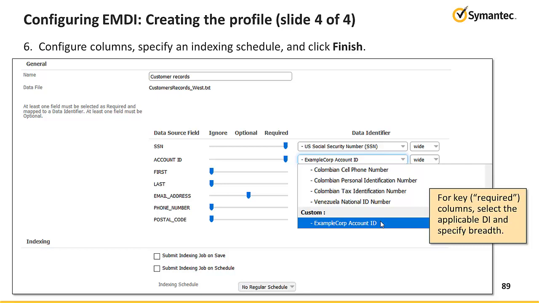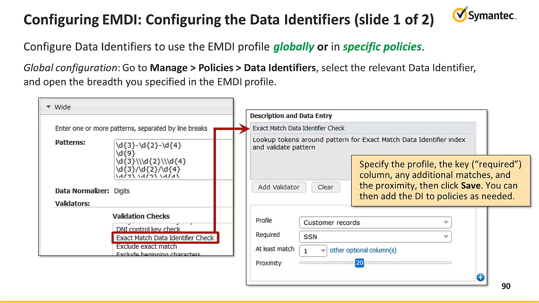Next, under the indexing section, you can choose to submit indexing job on save, or select submit indexing job on schedule, and then specify an indexing schedule. When all this is completed, click the Finish button. Once the EMDI profile has been created, you can decide whether to configure data identifiers to use the profile globally or only in specific policies.